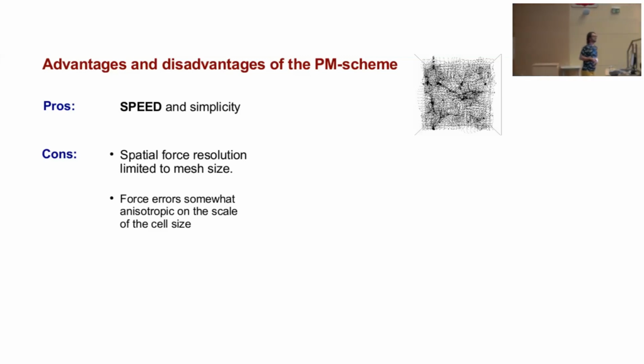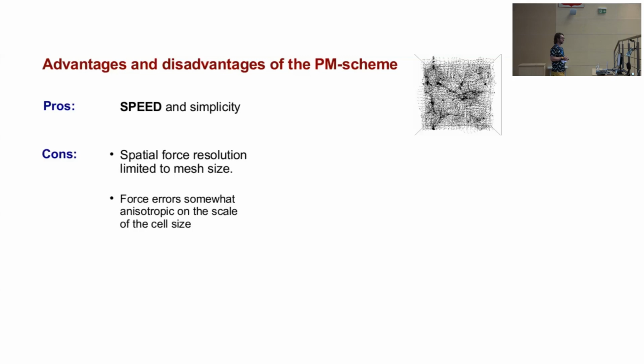And the errors on the forces become somewhat anisotropic on the scale of the cell size. This is not very good because this means the problem is not invertible in time. This means basically that once you run the simulation, if you want to retrace back in time, you won't be able to get the same answer. You won't get back to the initial conditions. And we should be able to have a completely invertible problem because of energy conservation, because it's very hard to trace energy conservation if your force errors are anisotropic like this. So these are the cons of this method.